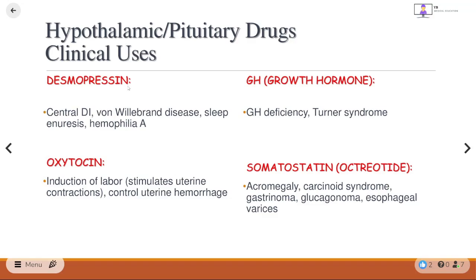Desmopressin is ADH, right? So we give patients desmopressin if they have central DI, von Willebrand disease, nocturnal enuresis, hemophilia. Just before we go into these, they are in the hematology section, so for now, just central DI is what we use desmopressin for. Growth hormone, if somebody has growth hormone deficiency, or in Turner syndrome, because in Turner syndrome they have growth deficiency, so sometimes we use growth hormone to treat Turner syndrome.